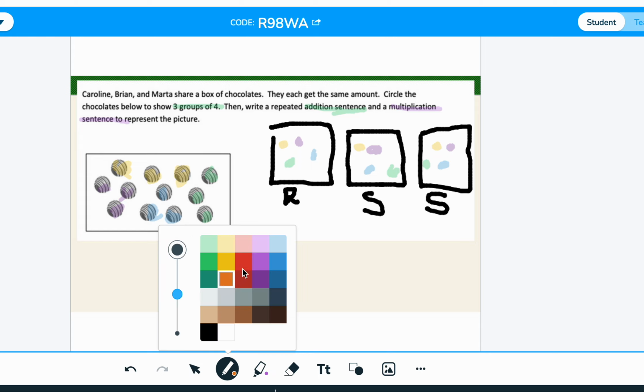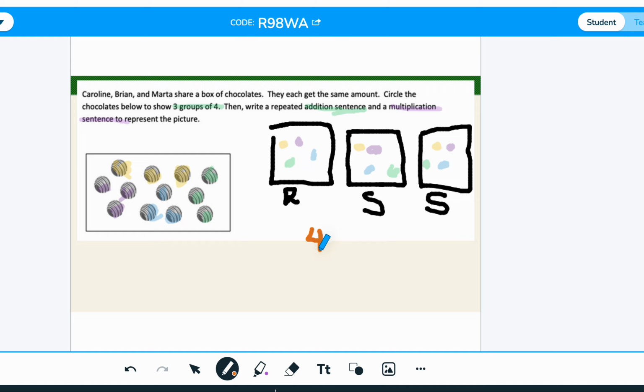So if I were to write this as an addition sentence, this is like saying 4 plus 4 plus 4, because I have Ronan's chocolate, Summer's chocolate, and Skylar's chocolate. But I can also say this is saying 3 groups of 4 equals how many? 12.